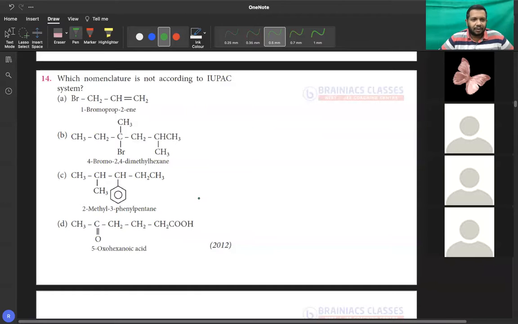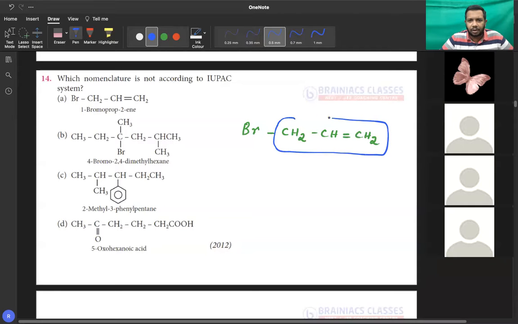Option E. Option A. Okay, let's see. In option A, you have a bromine atom like this, then you have CH2 present like this, then you have CH double bond CH2. I know that the first step is identifying the parent carbon chain. So this is my parent carbon chain. There is no doubt in that.